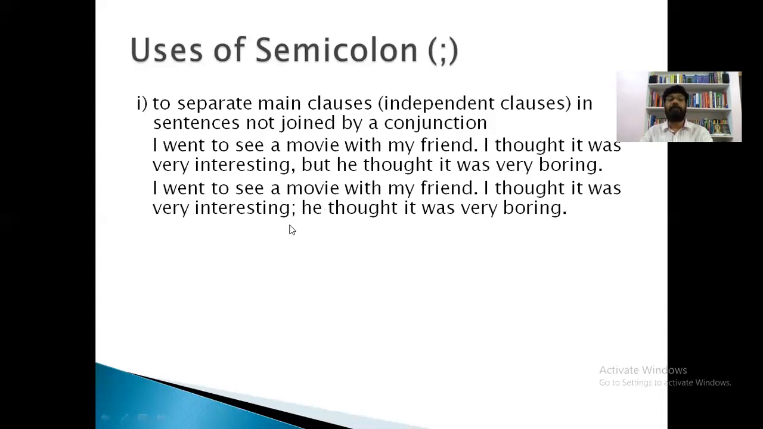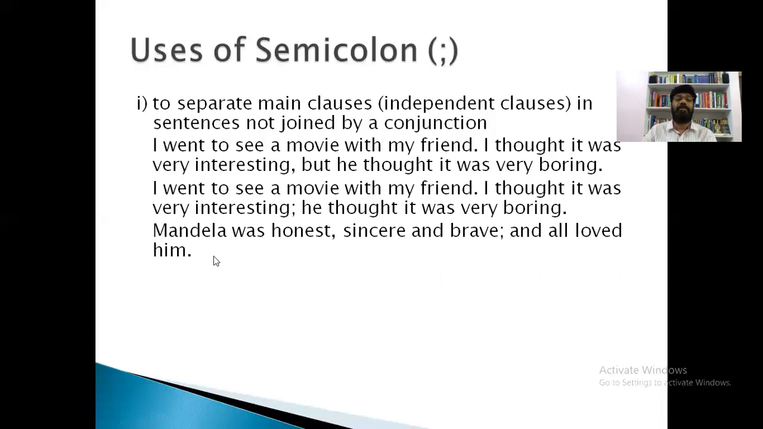Okay, see one more example. Mandela was honest, sincere, and brave, and all loved him. Mandela was honest, sincere, and brave.